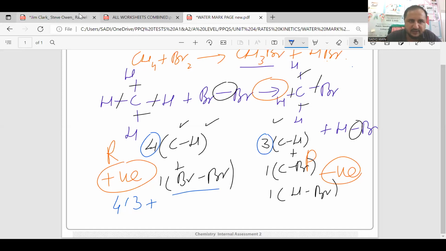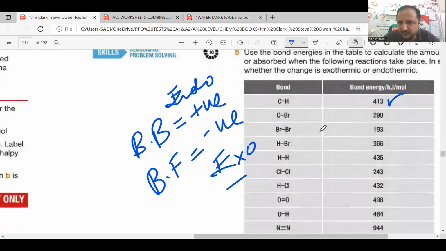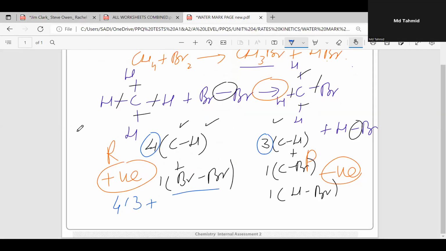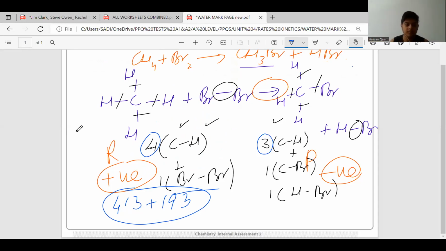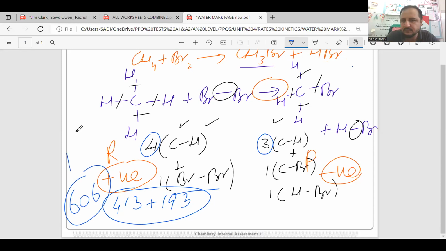How much is the Br relation? If you open your book, you will see the Br relation is 193. Keep in mind, this is a positive value. Okay. So we are going to add this value and we'll get a result. I want somebody to add this value for me. 413 plus 193. Sir, 606. Yes. 606 kilojoules per mole. Keep in mind that's the unit.